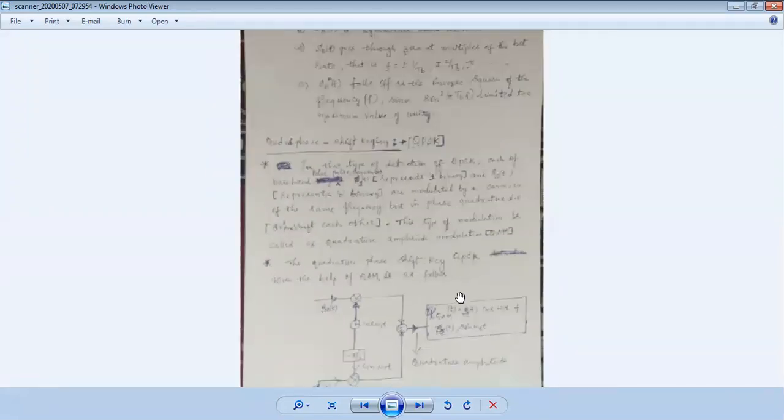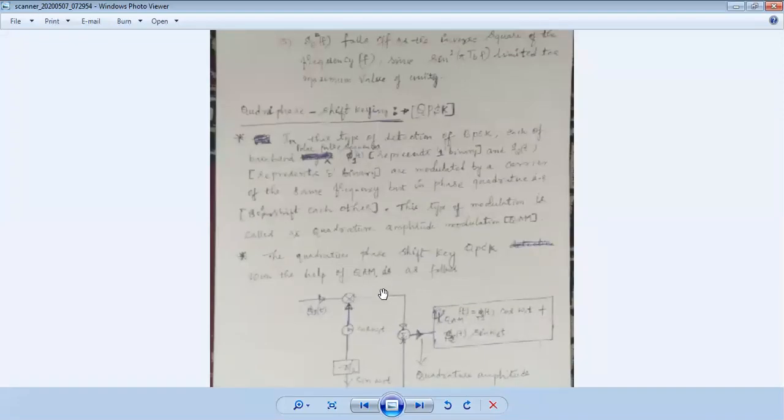This is phase shift keying, where we shift the phases of the carrier wave in order to represent the binary numbers 1 and 0 with different phases as different signals, and we call it quadrature phase shift keying, QPSK. Look back here, very simple. The quadrature phase shift keying is given in this form.